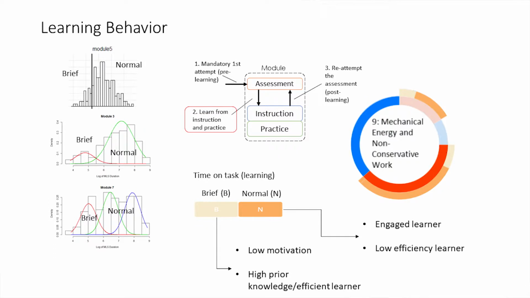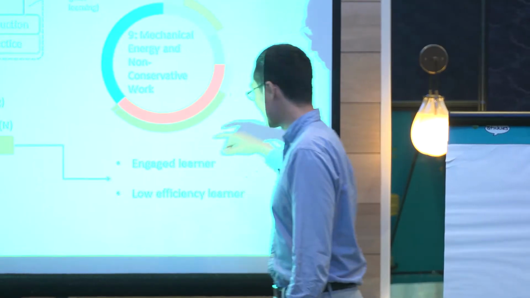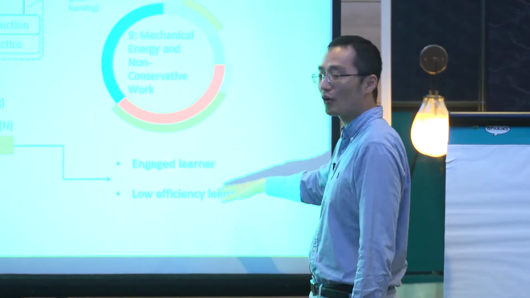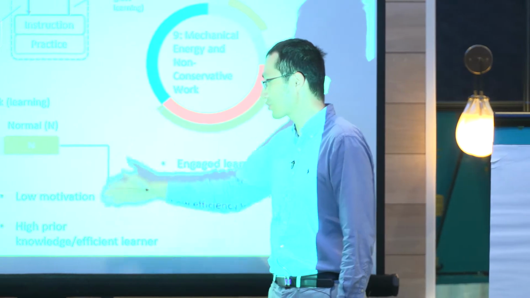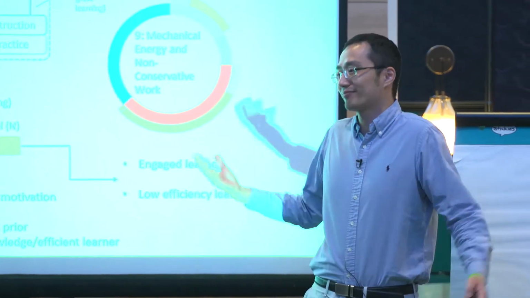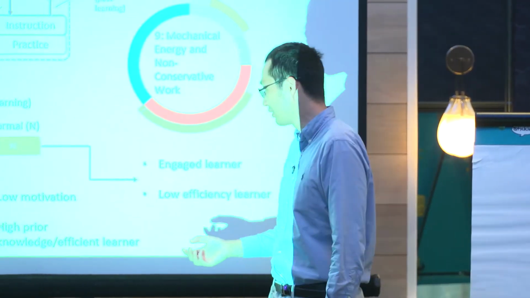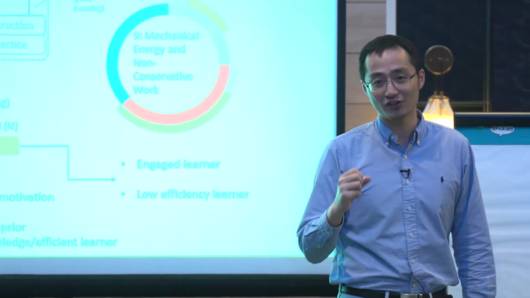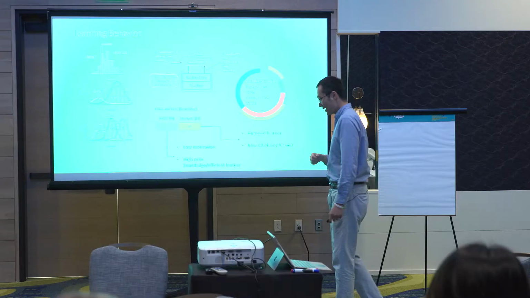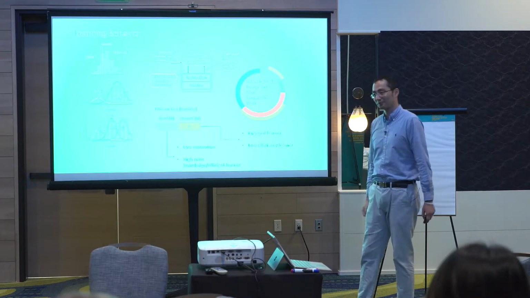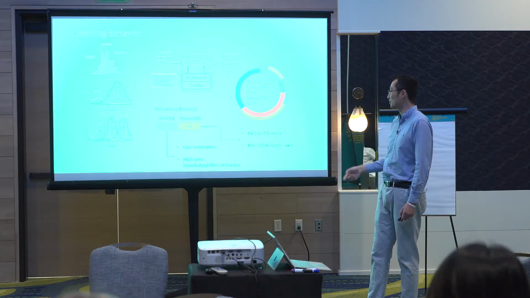You could also have multiple interpretations, right? Normal learners could be engaged or low efficiency. They spend more time, but they don't learn as much. Brief learners could be low motivation: I don't care, I don't want to learn this. Or they can be very high efficiency: I just flip through it. Oh, I got it. This is what I did wrong. And let me try the post-test question. All right, which one's which? We have to look at the post-test.